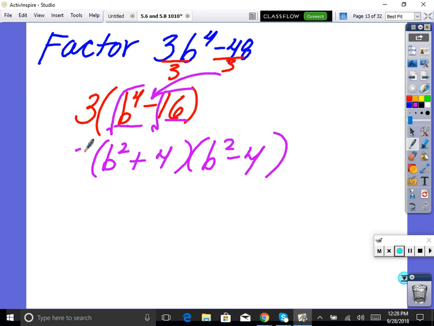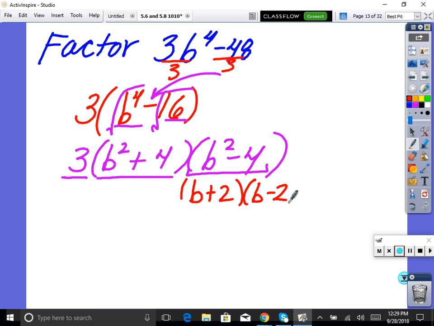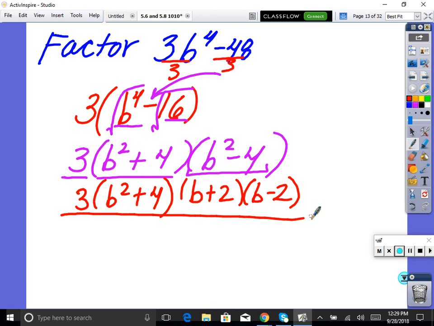Then we have our 3 in front. Now you better check. That doesn't factor anymore. Obviously that does not factor because it has a plus sign. But this does factor. So that's going to factor to be b plus 2, b minus 2. Another two perfect squares problem. So then we'll drop this down, b squared plus 4. And then we have our 3. So this would be our final answer. Make sure you factor completely.